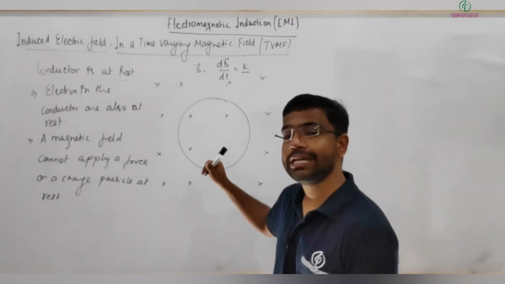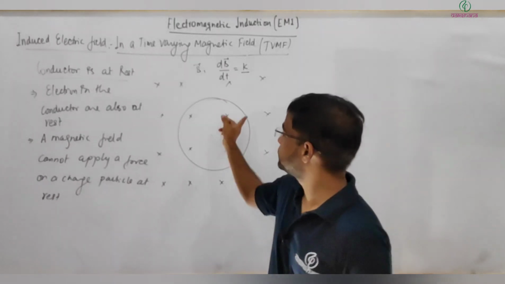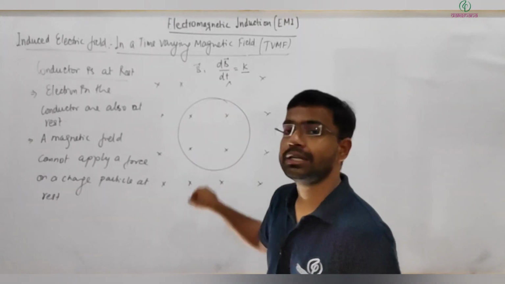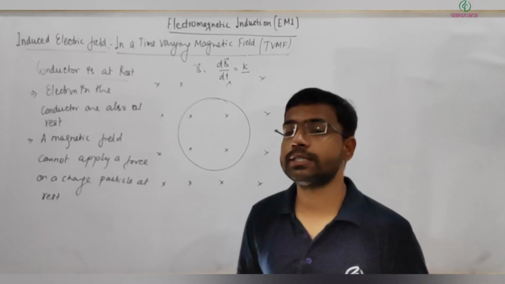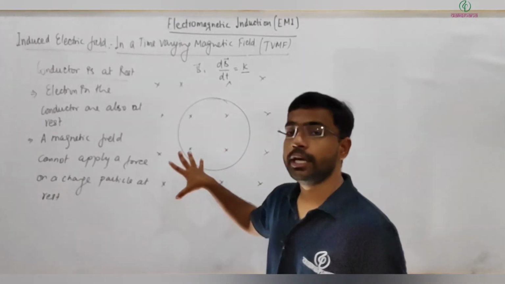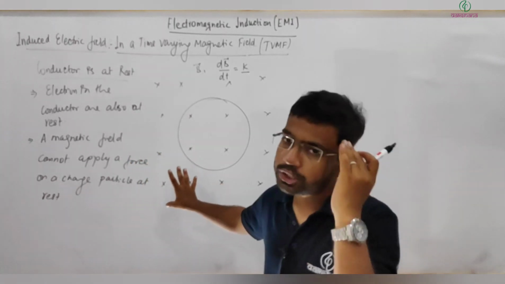So the question here arises: if the electron is at rest, and the magnetic field is not applying any force on this electron, then who is pushing? Why is the current flowing in this conductor? What is responsible for the flow? What is responsible for the EMF? We understood one point, Faraday's law, that the flux is changing. That is okay.